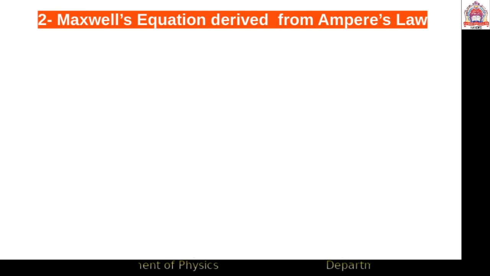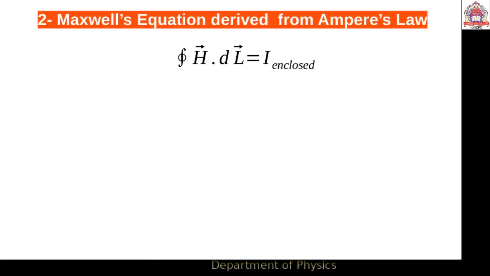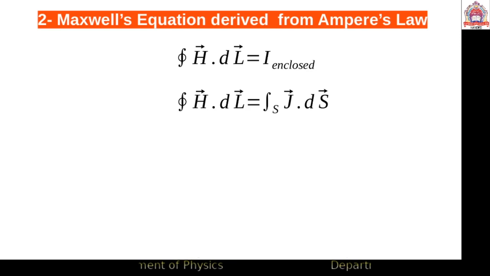Now Maxwell's equation for time varying fields derived from Ampere's circuital law. According to Ampere's circuital law, the line integral of magnetic field intensity H around a closed path is equal to the current enclosed by the path. So the closed integral H dl is equal to I enclosed by the path. Replacing current by the surface integral of the conduction current density J over an area bounded by the path of integration of H, we get a more general relation as the closed integral H dl is equal to the surface integral of J dot dS.